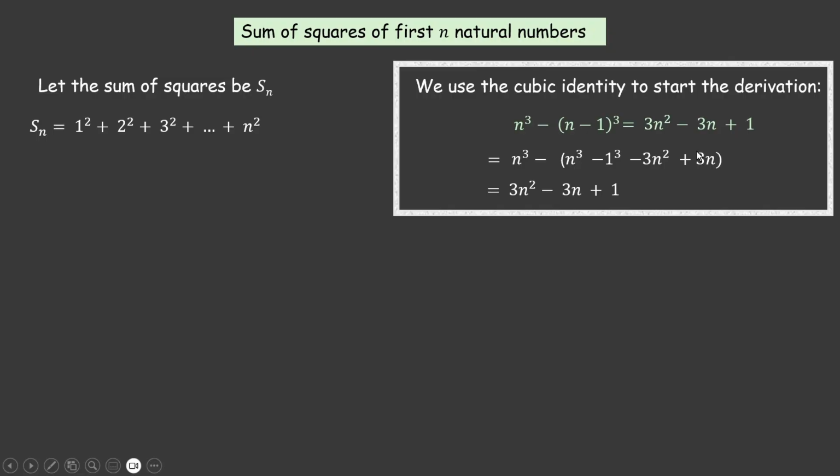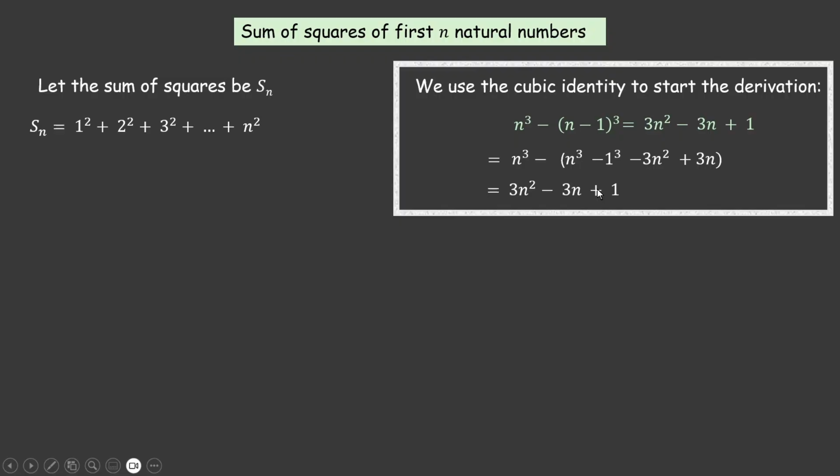Now you might wonder, if you want to find the sum of squares, why are we starting with cubes? Here's the secret. To capture a power, like for example, here we wanted to capture n square. We wanted a power of 2. To capture a power, we have to look one level higher. Because when you expand this cubic identity, look closely at the right hand side. The highest power left is n square. The cubes themselves cancelled out.